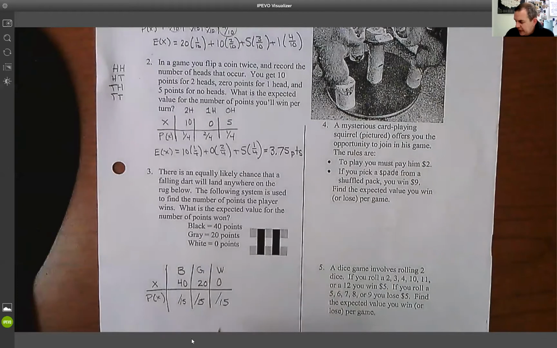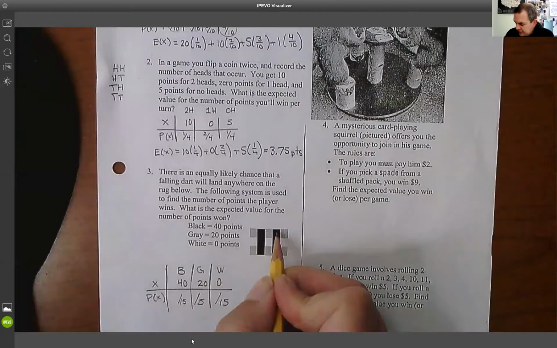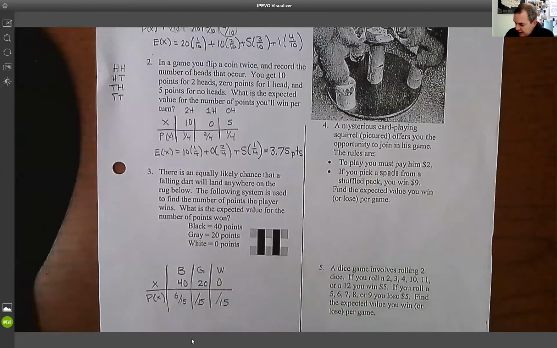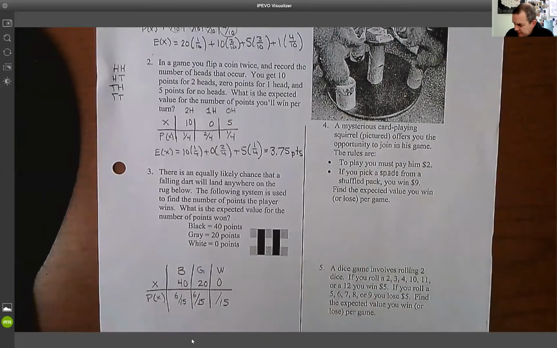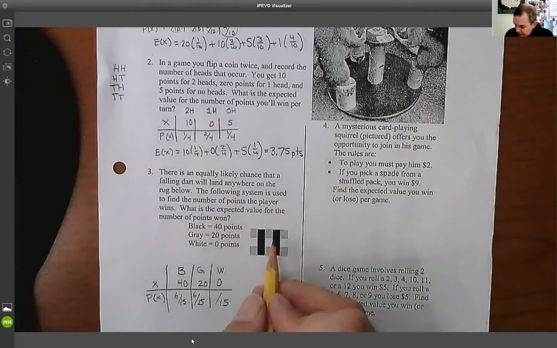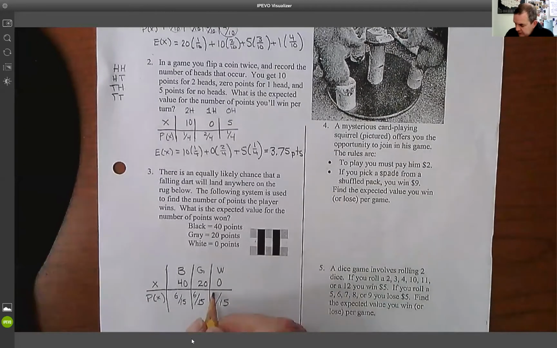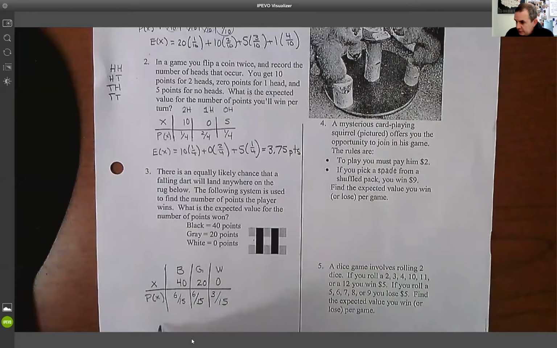Count how many ways there are to get black: 1, 2, 3, 4, 5, 6. 6 ways for black. Count the ways for gray: 1, 2, 3, 4, 5, 6. There are 6 ways for gray. Count the ways for white. There are only 3 ways for white: 1, 2, 3.